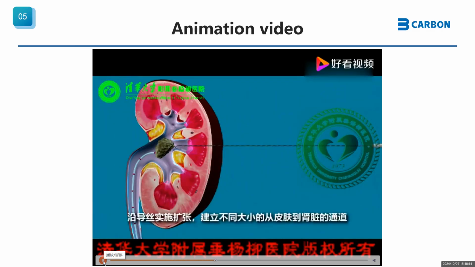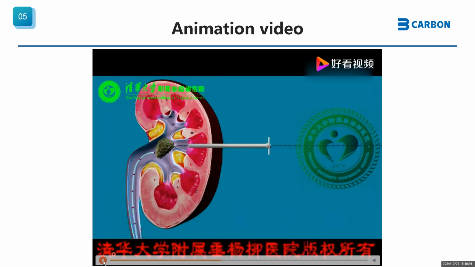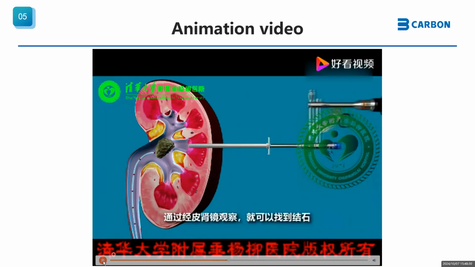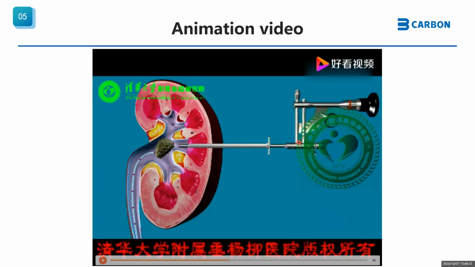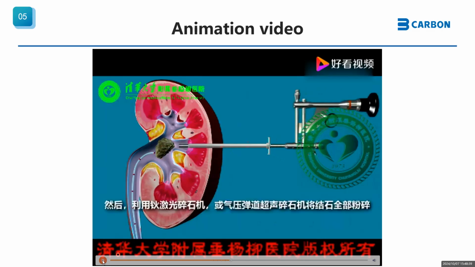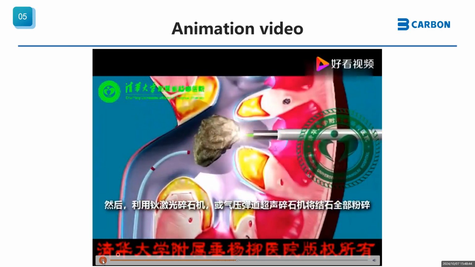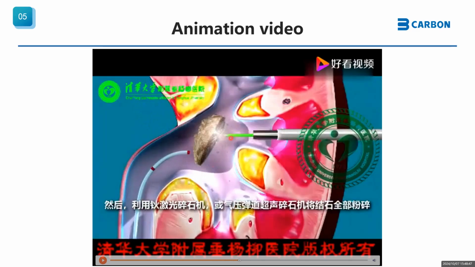沿导丝实施扩张，建立不同大小的从皮肤到肾脏的通道。Okay, this is the dilation. Dilation, we establish the access. 通过经皮肾镜观察，就可以找到结石。Now we insert the nephroscope, find the stone, and do the laser lithotripsy. 然后利用火激光碎石机或气压弹道超声碎石机，将结石全部粉碎。This is helium laser.